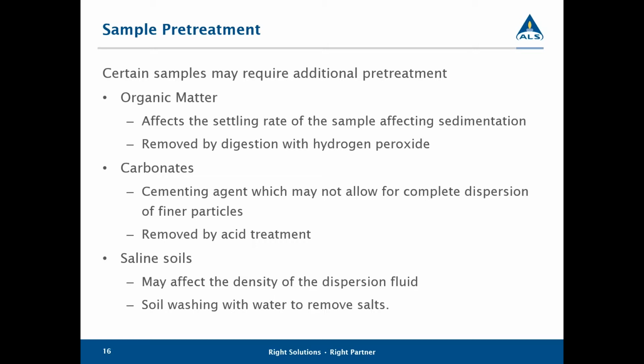The way that we remove organic matter from the samples is through a digest using hydrogen peroxide. Carbonates are a known issue for particle size analysis, as they can cause clay particles to stick together as cementing agents. We remove the carbonates through acid treatment. And the salinity of the soils, if there's a lot of salt content, may affect the density of the dispersion fluid. The salt will dissolve into the dispersion fluid and cause issues which will affect the sedimentation methods. If we deal with saline soils, we treat them with washes to remove the salts.